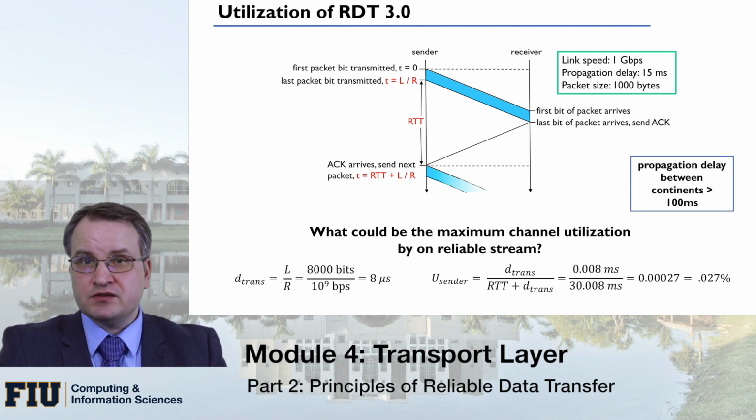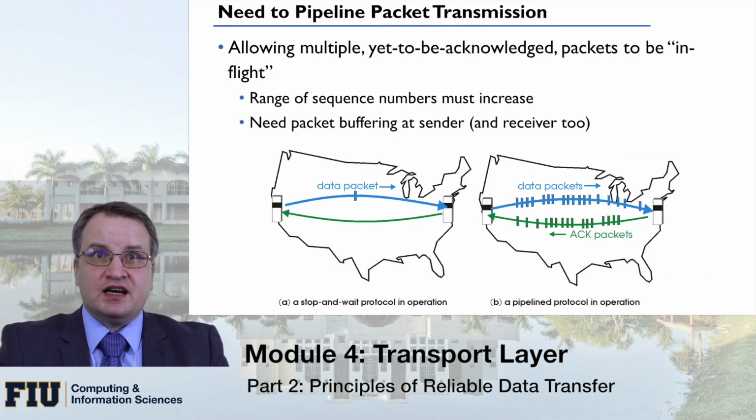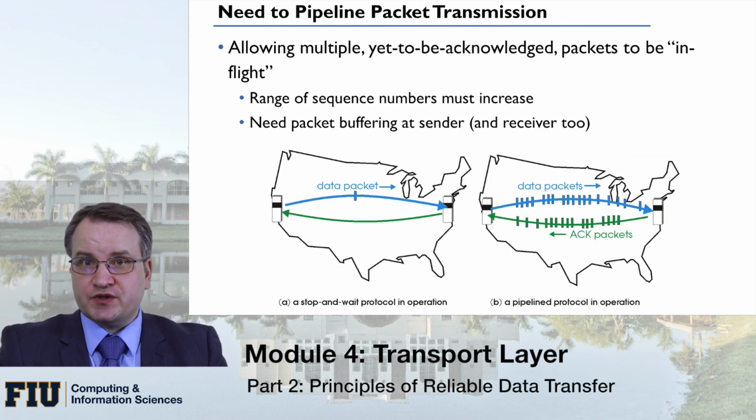And if you take into account the satellite links, those will be on the order of 300 or more milliseconds. So this is a real problem, because in those cases, utilization will drop by a few orders of magnitude more. And yet you have to have a solution for this. And to solve this problem, you have to employ a so-called pipeline.